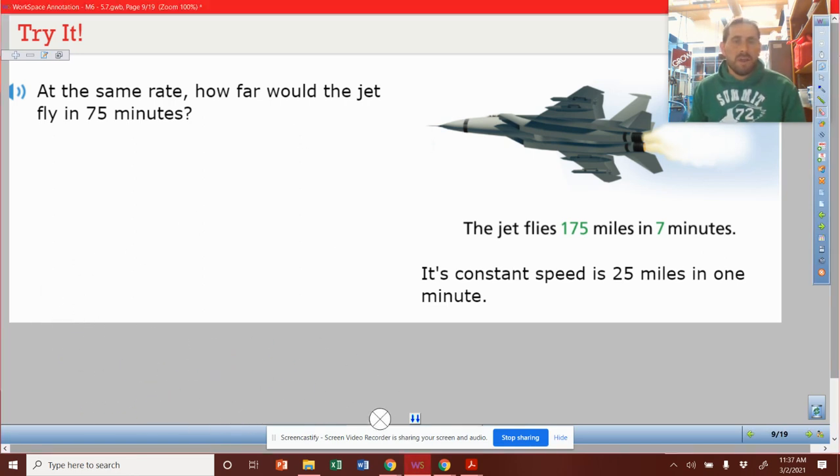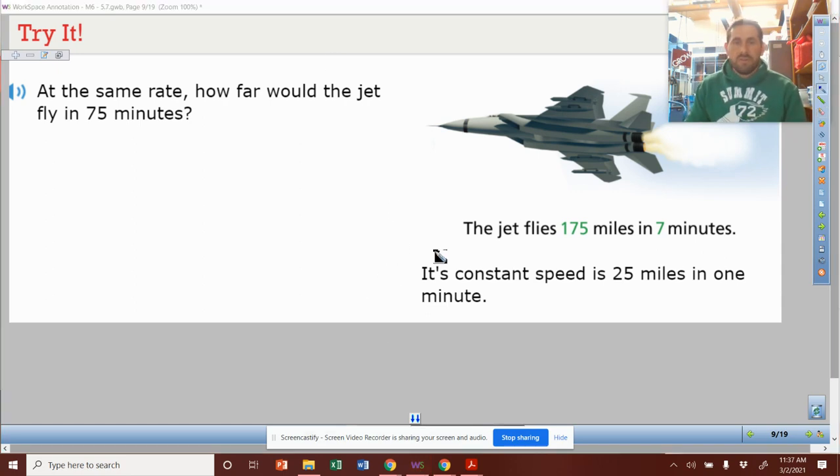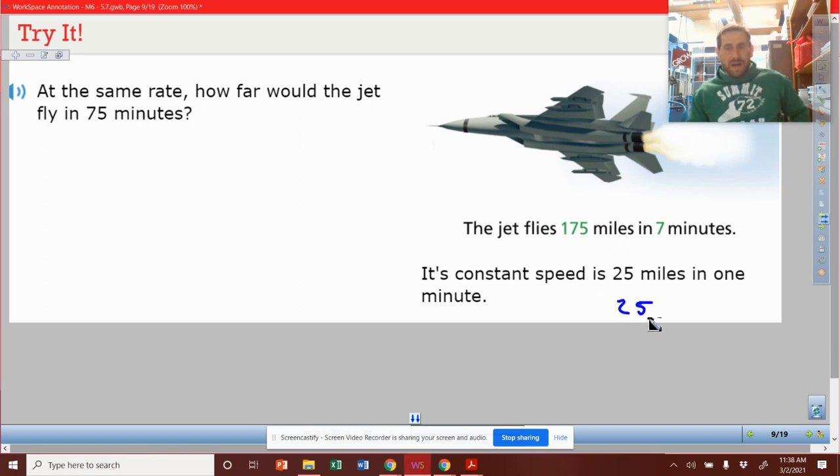It says at the same rate, how far will the jet fly in 75 minutes? So what we know is the jet flies 175 miles in 7 minutes, and that's a constant speed of 25 miles every 1 minute. But now they're saying, well, not 1 minute, we want to know 75 minutes. So just like we've been doing, we take 1 and we multiply it by 75. So what are you going to do to 25 up here? You're going to multiply it by 75. So we just got to do some calculations.